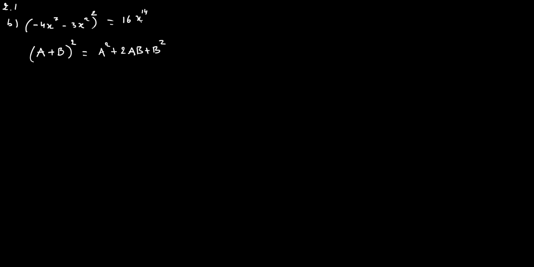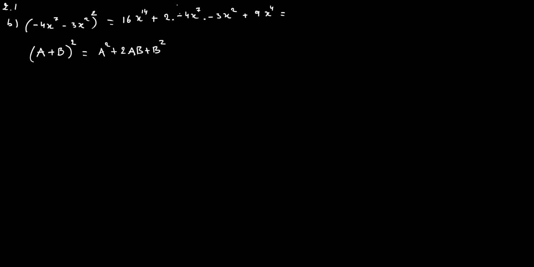Okay, then 2ab. We need to check these minus signs. Okay, negative, negative, they cancel each other out, no problem. So we get 2 times, I'll just write it in full, minus 4x to the power of 7 times minus 3x squared. And then b squared, so we're going to say plus 9x to the power of 4.